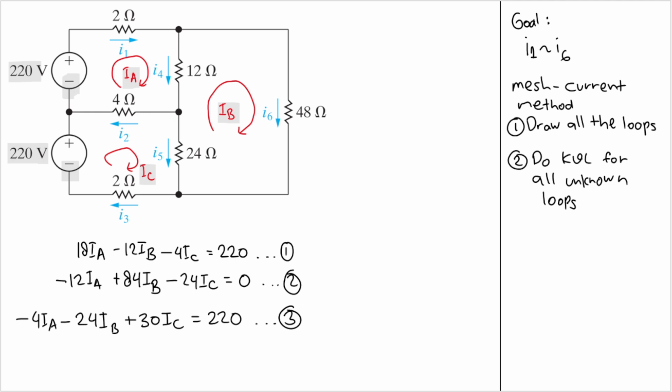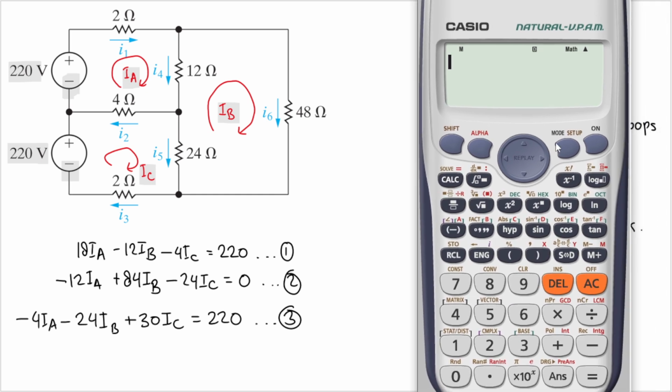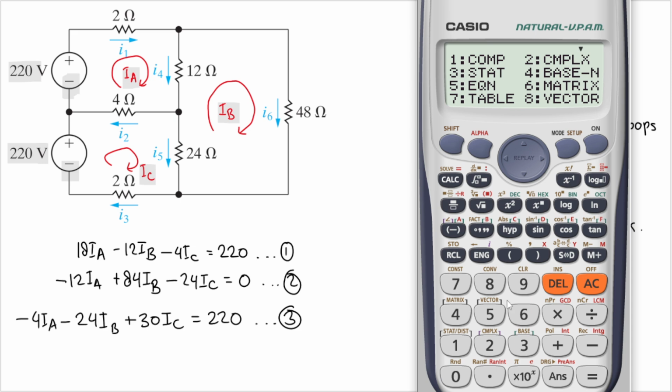We need to do the third step, which is to solve the equations. I think I will use the fastest way to do it, which is using a calculator, right? Because in the circuit exam, usually you can bring your calculator, so why not just use it to solve the equations? This is our calculator here. Let's set it up as equation solver, which is number 5, and we have 3 variables, IA, IB, and IC, that is number 2.